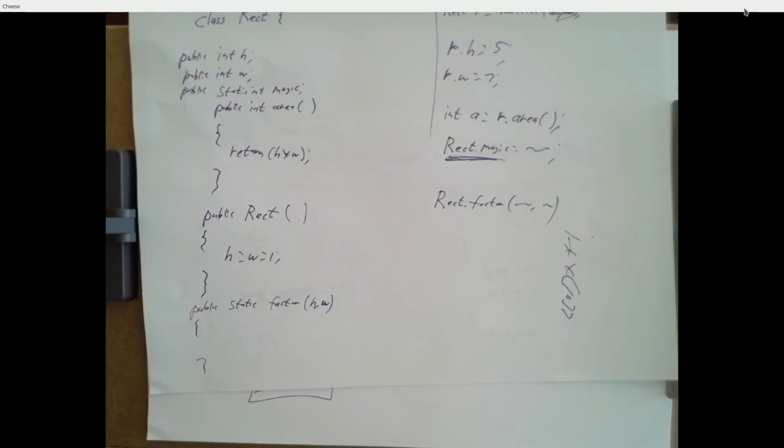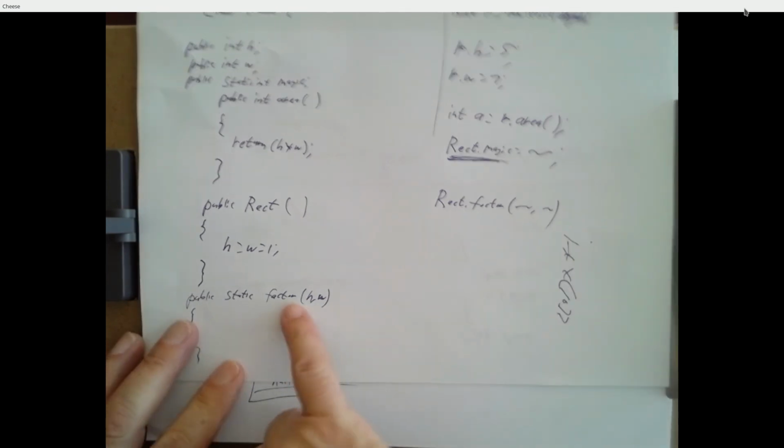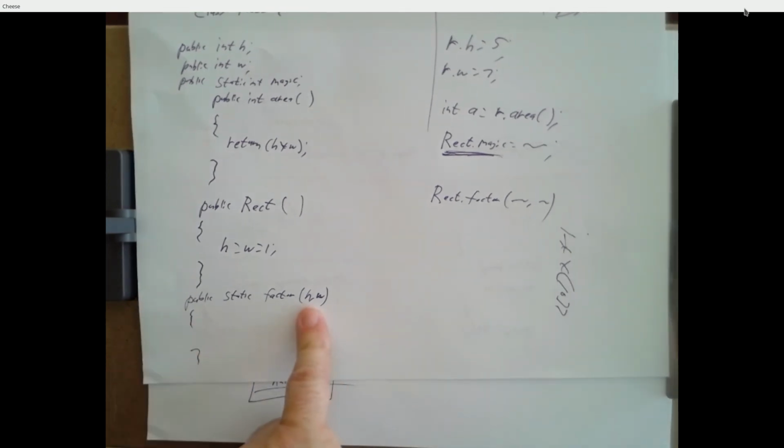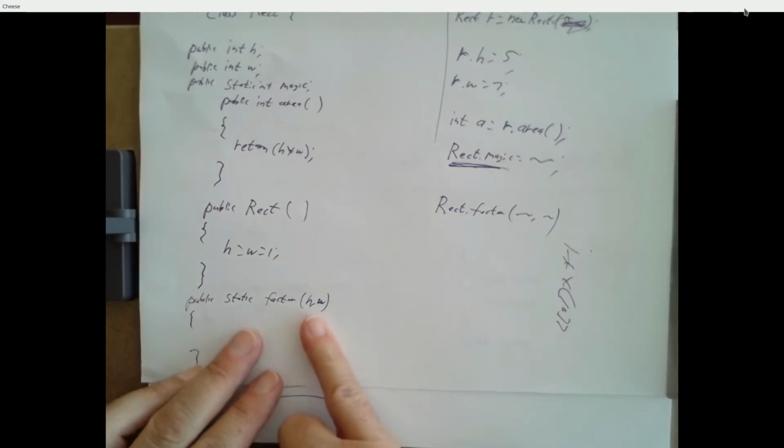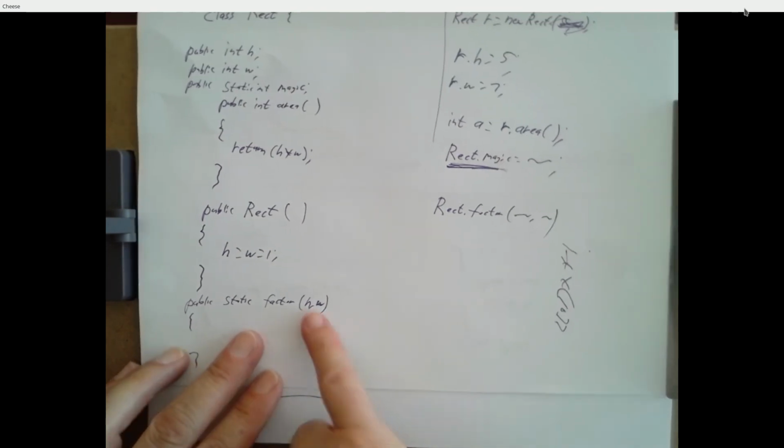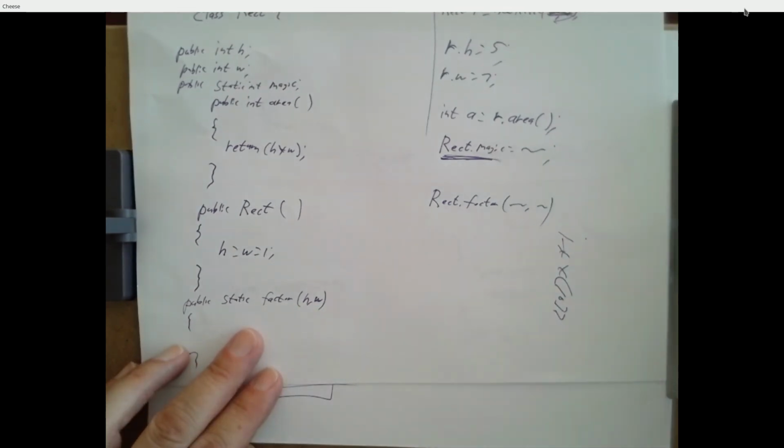And statics are basically things where you don't care about a particular version of the object, right? So math.square root, you don't really care about a particular math object. Factor is going to take a height and a width and tell you how square that corresponding rectangle would be. It doesn't look at a particular rectangle. I'm just passing it a height and a width and it's giving me back the ratio or something.